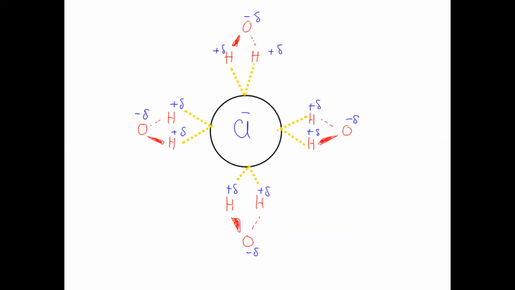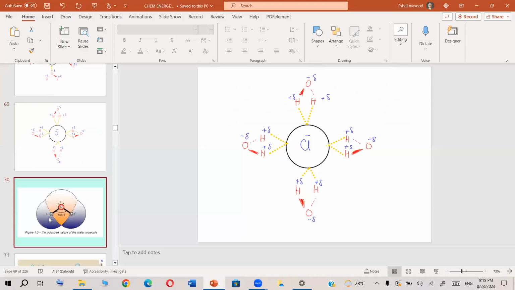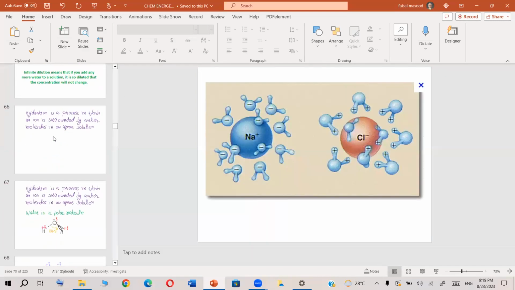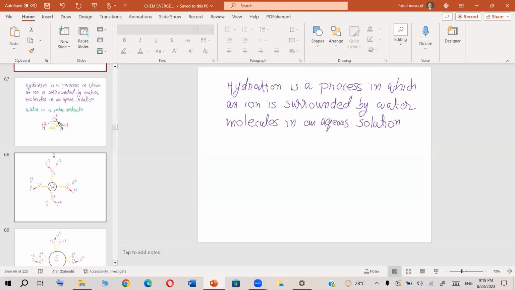After copying these two diagrams, write under it that the energy released in this process is called enthalpy change of hydration.